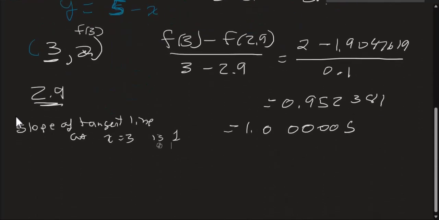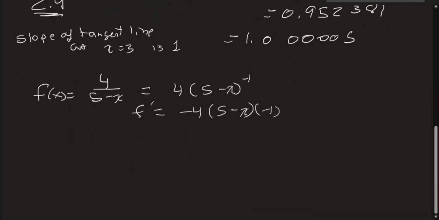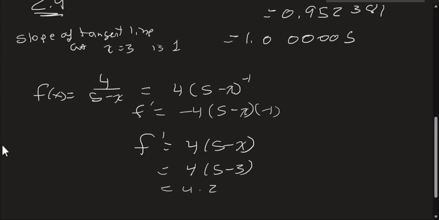So f of x equals 4 over 5 minus x. That's the same as 4 times 5 minus x to the negative 1. So the derivative is negative 4 times 5 minus x, and then the chain rule, minus 1. So f prime is 4 times 5 minus x. Now if I plug in 3, I get 4 times 5 minus 3, which is 4 times 2.